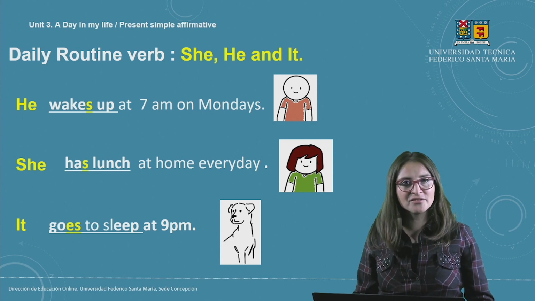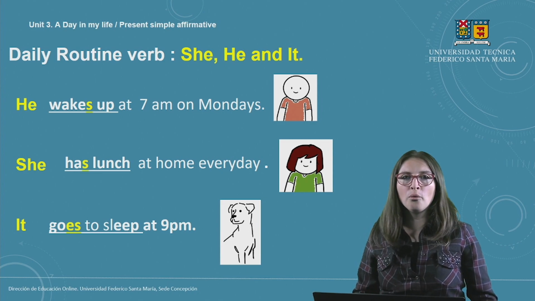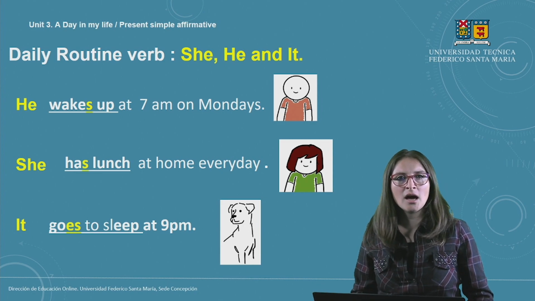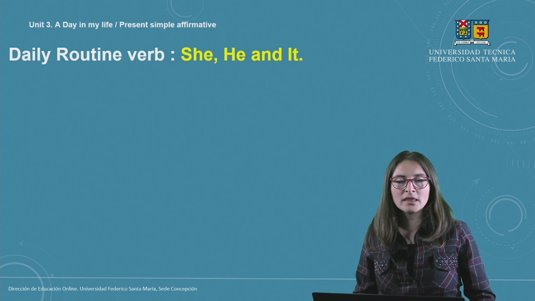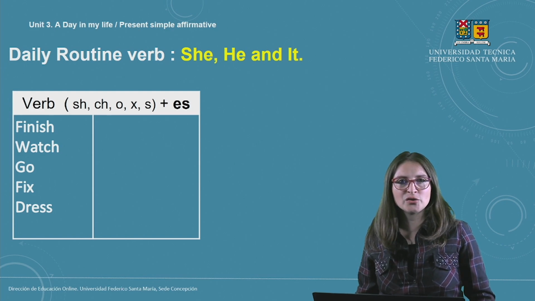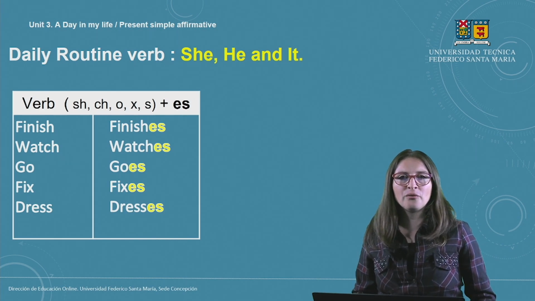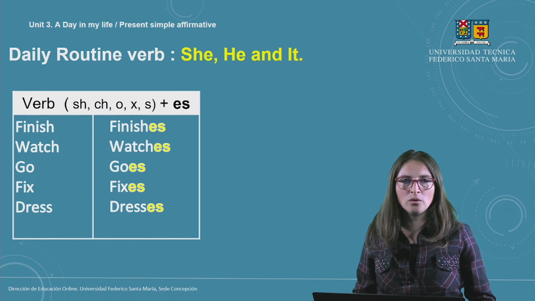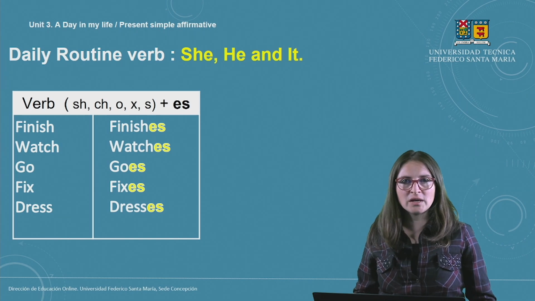So, in this case, when we have sentences with she, he, or it, we are going to include a final S to all the verbs, okay? But there are certain rules that we need to know. For example, all the verbs that finish with the letters SH, CH, O, X, or S will include an extra ES if they are with she, he, or it. So, the verb finish is going to be finishes, watch, watches, go, goes, fix, fixes, dress, dresses.